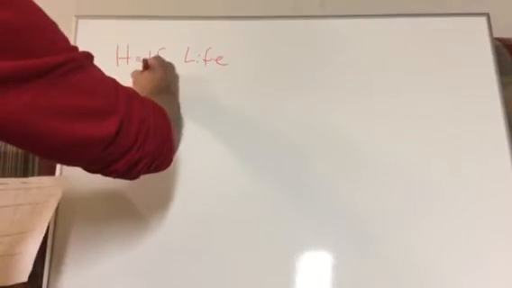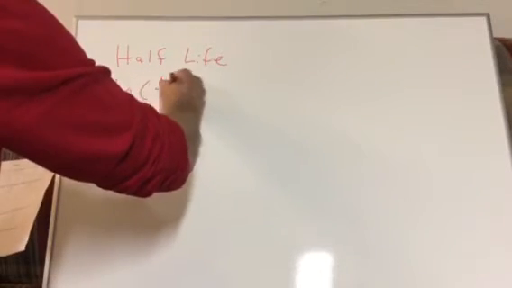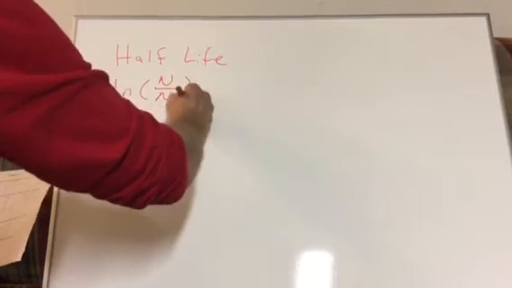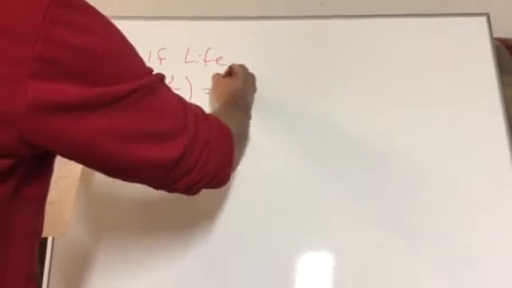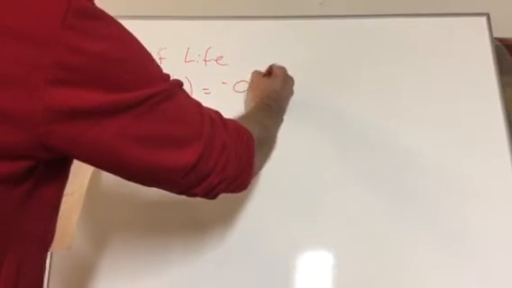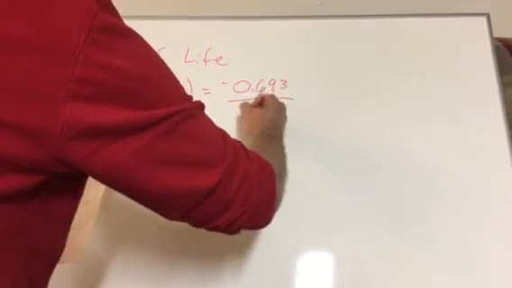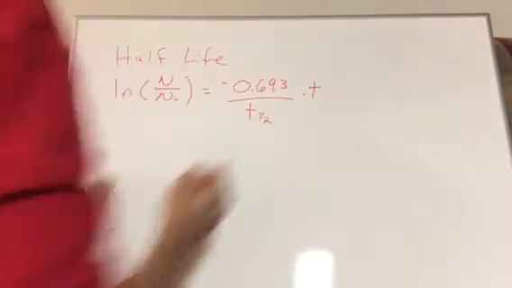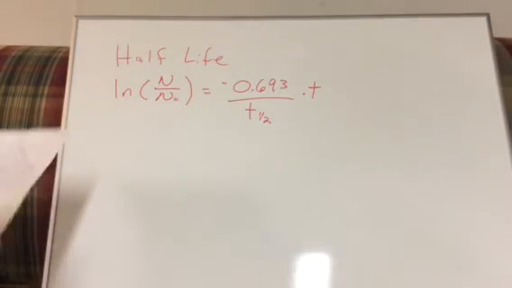A very basic equation, which you have in your reading, is the natural logarithm of N, which is the amount of material at some time later, over N naught, the amount of material that you started with, equals negative 0.693 over the half-life times the time that has elapsed. This form is good for all situations and it works very well.